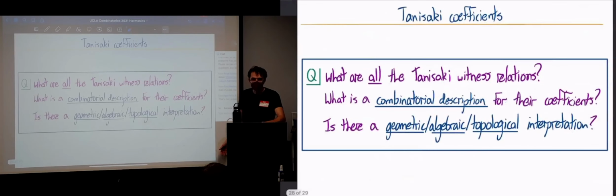And so, yeah, I'm left with wondering, what are all the Tanisaki witness relations? Can anybody come up with a combinatorial description of their coefficients? Is there some sort of a reason why we have this graded positivity? Lots of interesting stuff, I'd say.